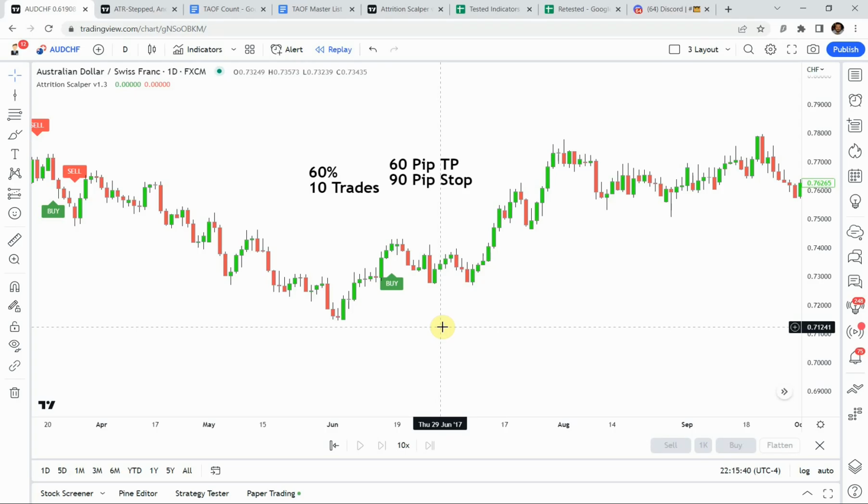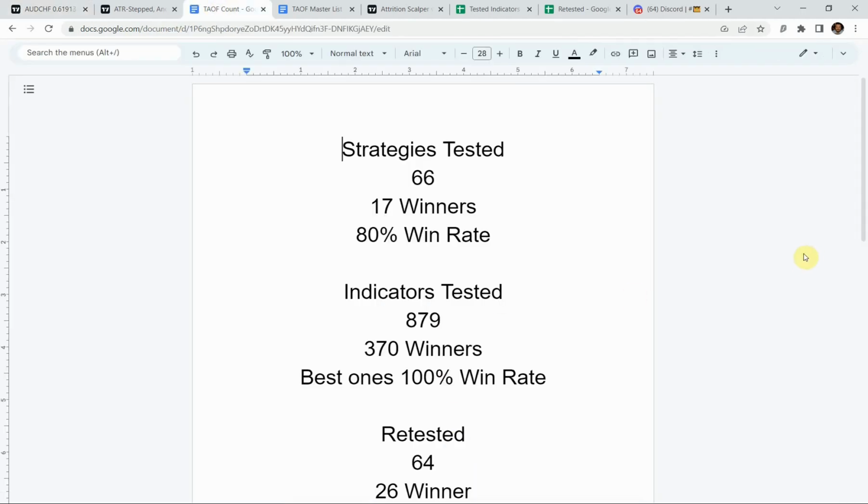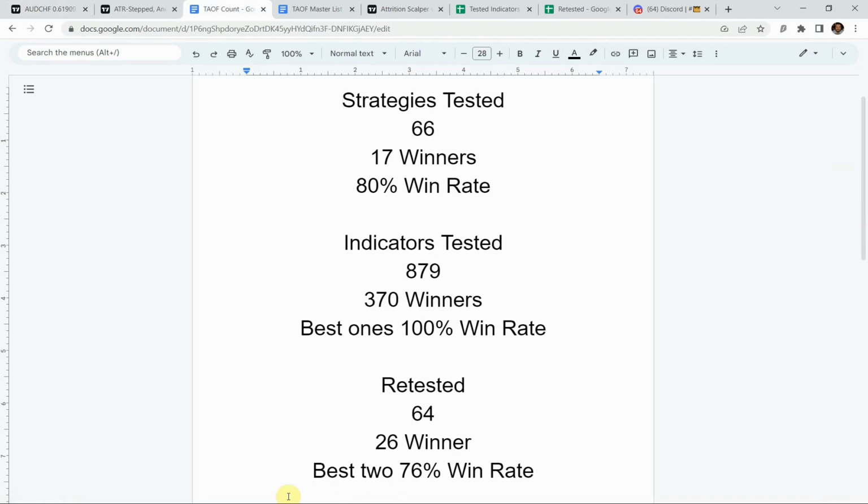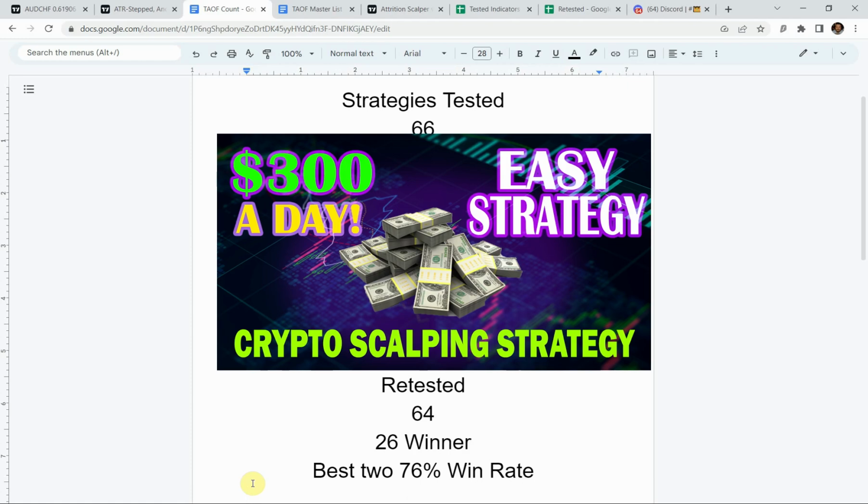Alright, as I said, today we will be looking at an advanced testing of the Attrition Scalper indicator. Before we do though, I wanted to put the testing scoreboard up for everyone to see. So to date, we have tested a total of 66 different strategies, with 17 of them being profitable. The best one was able to achieve an 80% win rate. That is the 5-minute scalping strategy that I did a video on. I'll put a thumbnail of it up right now on screen and a link to it. Also link to it at the end of this video. If you're looking for a profitable trading strategy, I highly recommend that you check this one out. Check out the video. It did really great in the testing.